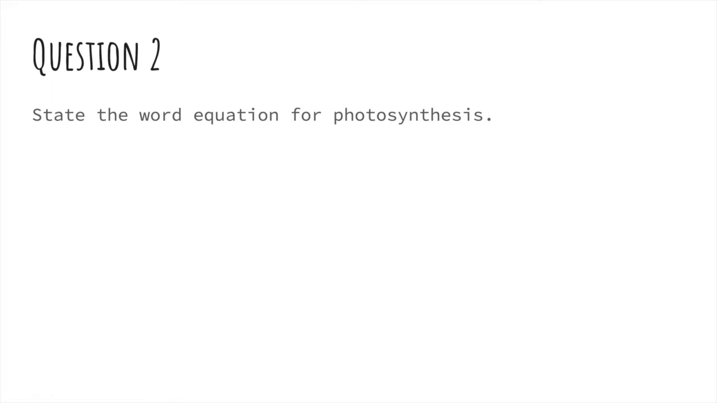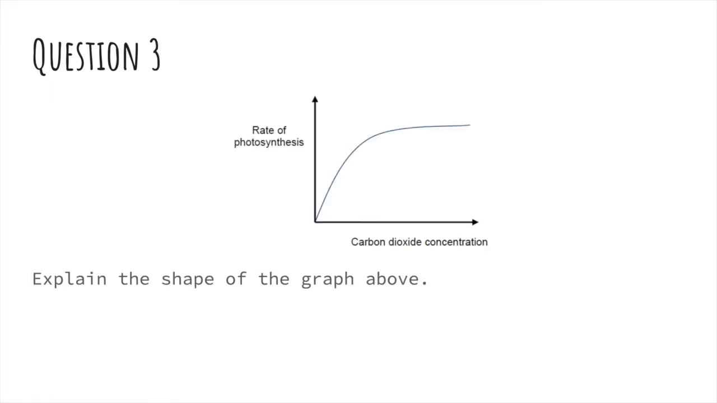3, explain the shape of the graph above. That's photosynthesis versus carbon dioxide concentration. Another topic we did right at the start of the year.